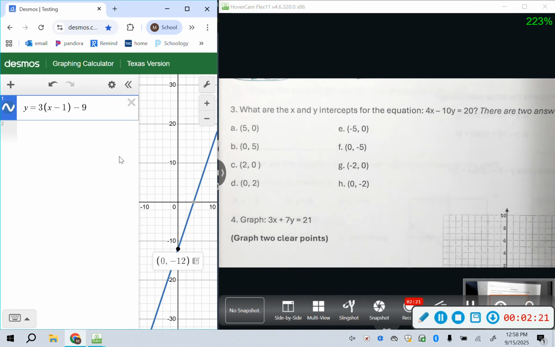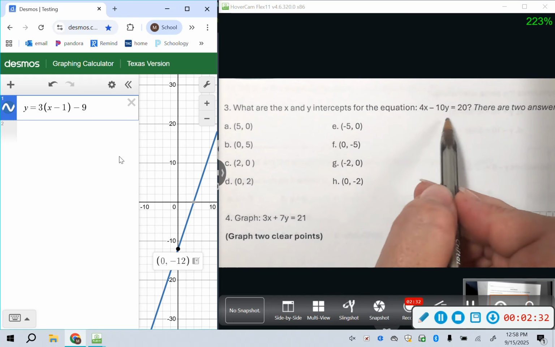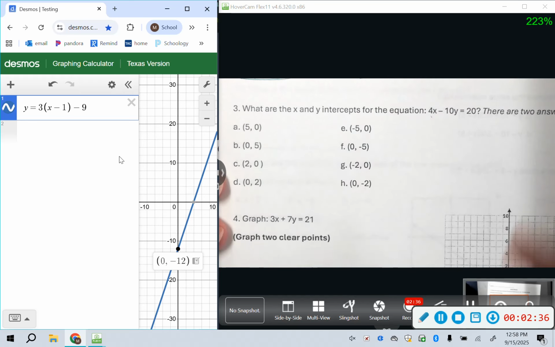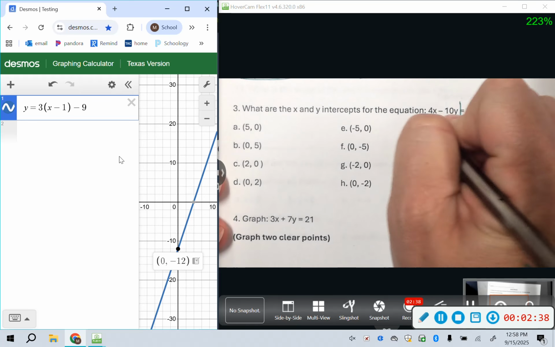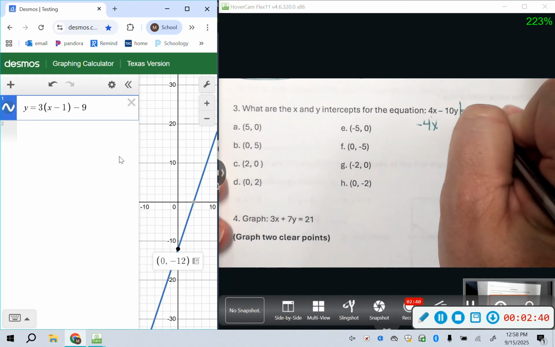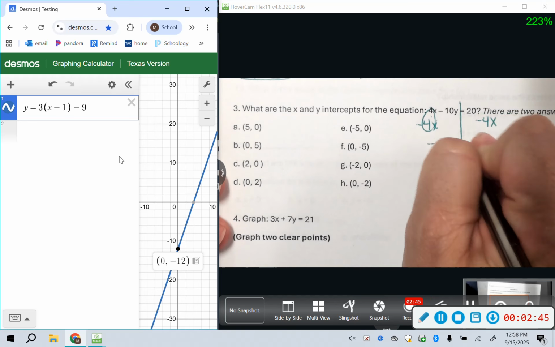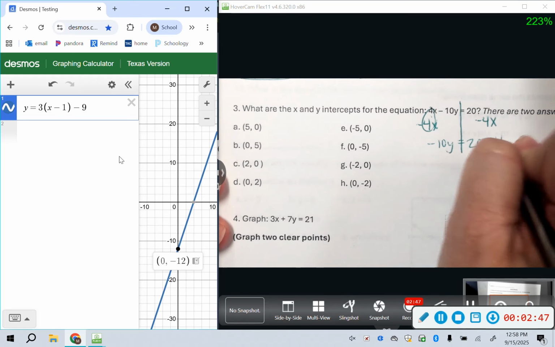Okay, looking at number 3, it says, what are the x and y intercepts for this equation? So this is a lot like number 1, except this time we're going to use our calculator to help us. So we have to solve for y. We cannot type it in our calculator. This is not my x-intercept. This is not my y-intercept. So I'm going to move my x. So minus 4x, minus 4x. And I have negative 10y equals 20 minus 4x.